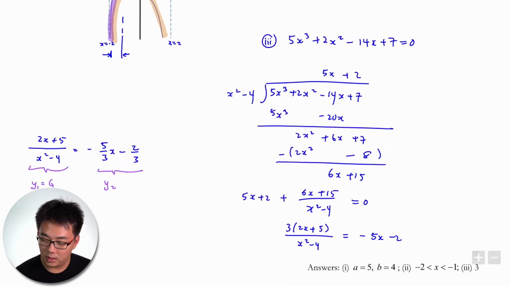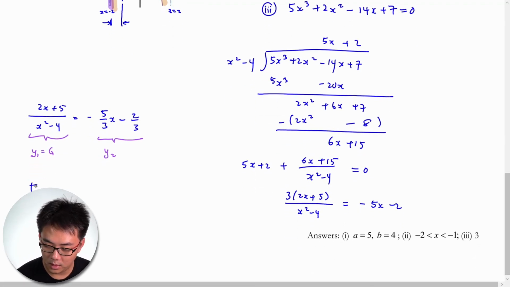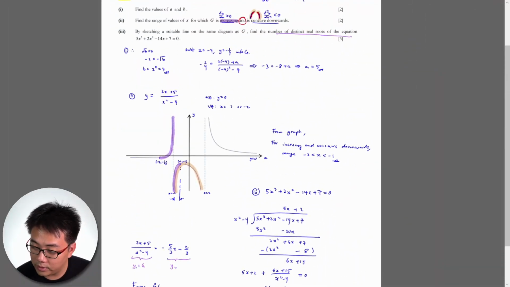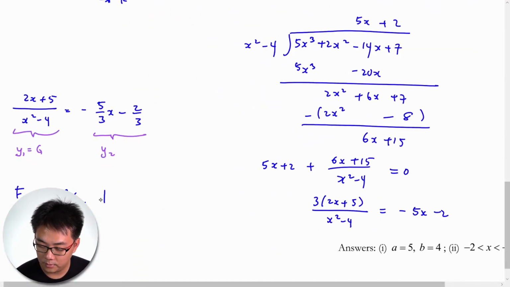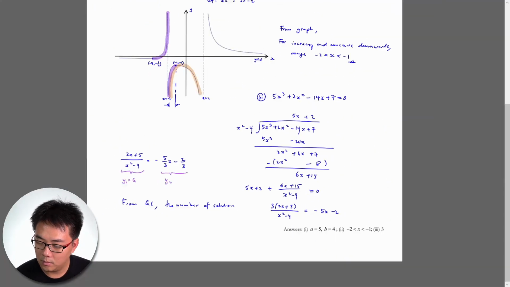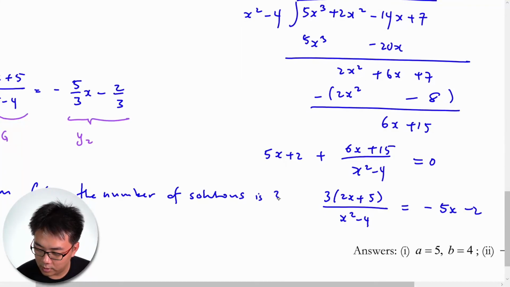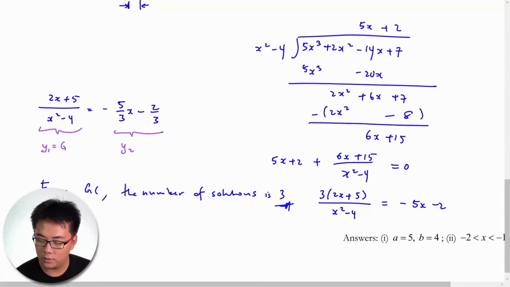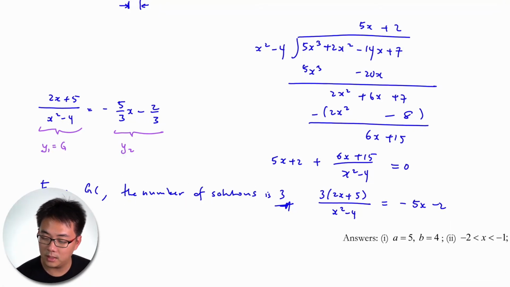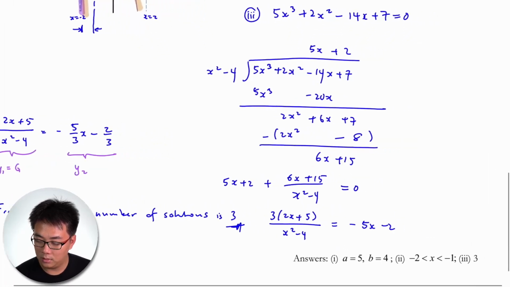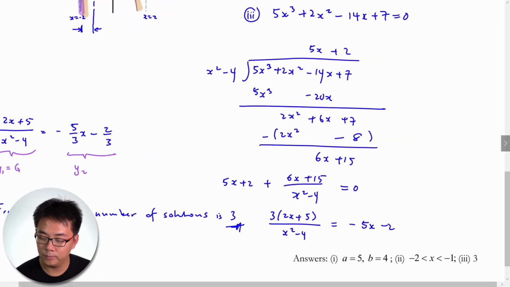So from the GC, the number of distinct real roots, the number of solutions, would be 3. So just 3. It cuts 3 times: it intersects twice here, so 3 times in total. That's about it.